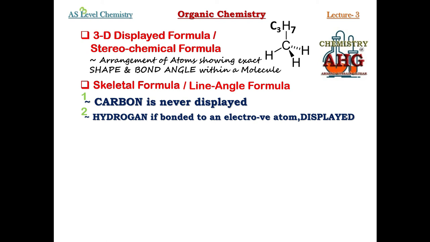And the third piece of information that you must remember is that an electronegative atom is always displayed. If the electronegative atom is sulfur, nitrogen, fluorine, chlorine, oxygen, any electronegative atom, whenever it is present, it must be shown. What does this mean? In simple words, you can remember that in the skeletal formula, carbon and hydrogens are not displayed, but all other elements, if they are present, must be displayed in the skeletal formula.